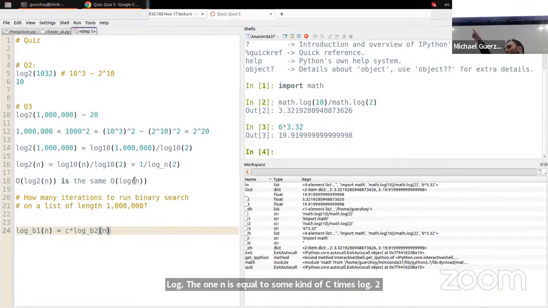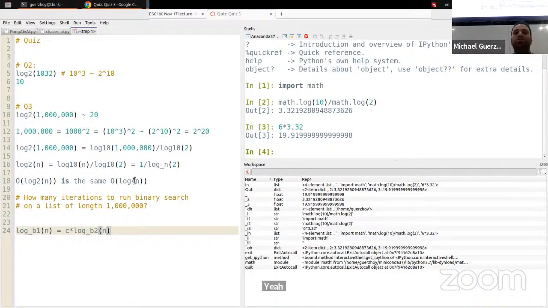That's because you can change the base like this, and you see that what you need to do is just divide by log b1, b2.